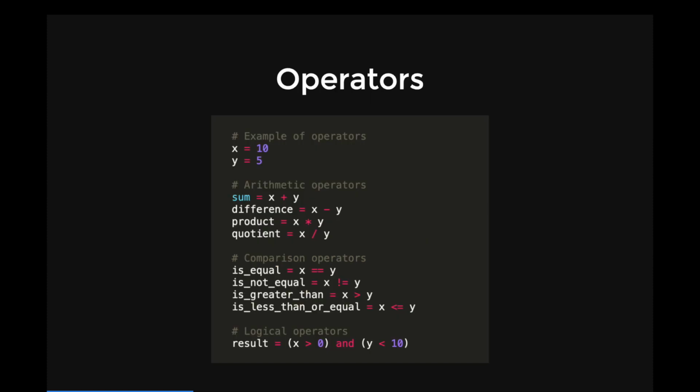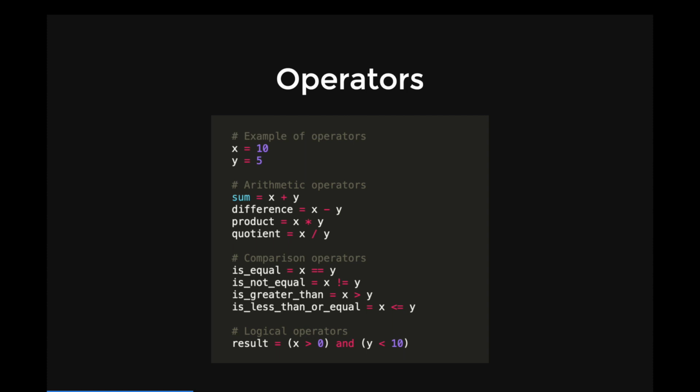Operators. Python supports various operators for performing operations on variables and values. These include arithmetic operators like plus, minus, multiplication, and division. There are comparison operators like double equal to, which checks if the left is equal to the right. Then there's not equal, less than, greater than, less than or equal to, greater than or equal to, and also logical operators, which are and, or, and not, and many more. So here are some examples.